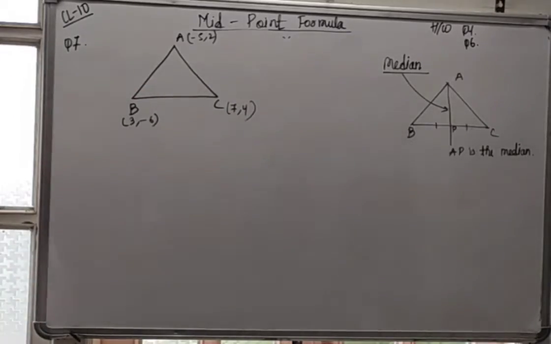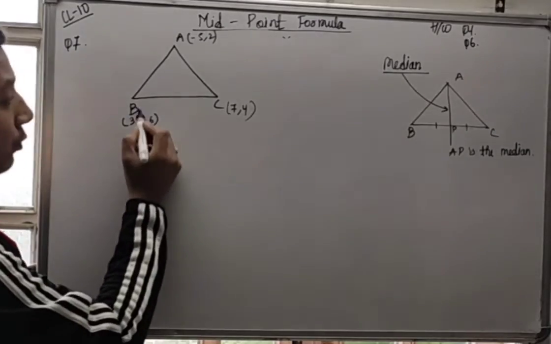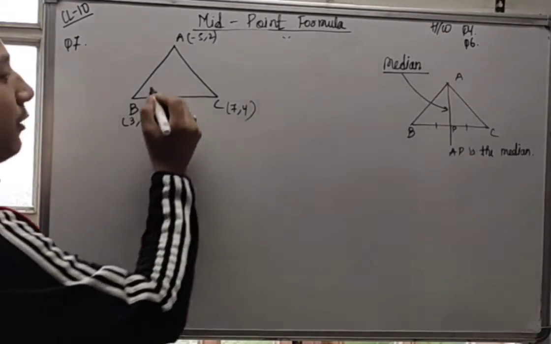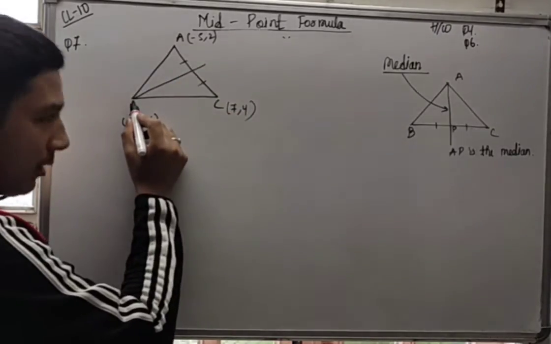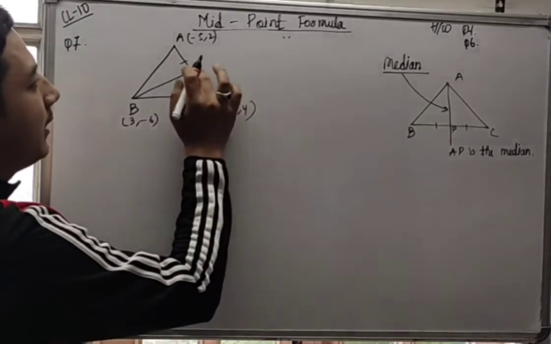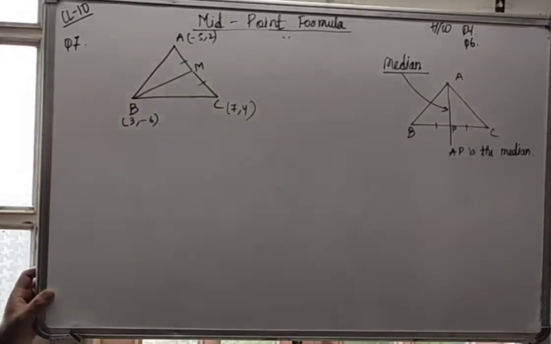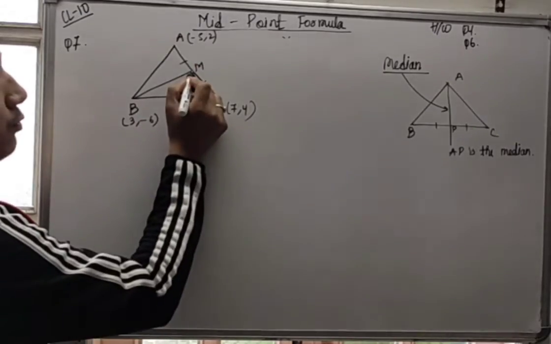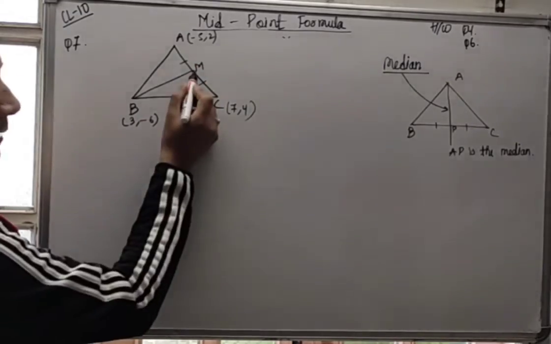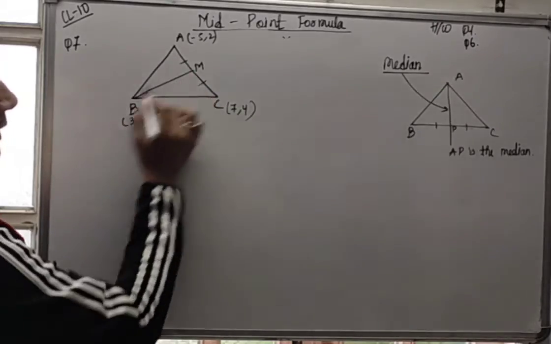But the question is telling you that ABC are the vertices of a triangle like this, and to find the length of the median through B, with B being (3, -6). So from here, if I am to draw a median to this side, then this and this will be equal. Then I'm asked to find the length of BM, let's say M. We need to find the length of BM. So in order to find the length of BM, I should know the coordinates of M. And what is M? M is the midpoint of AC because BM is the median.